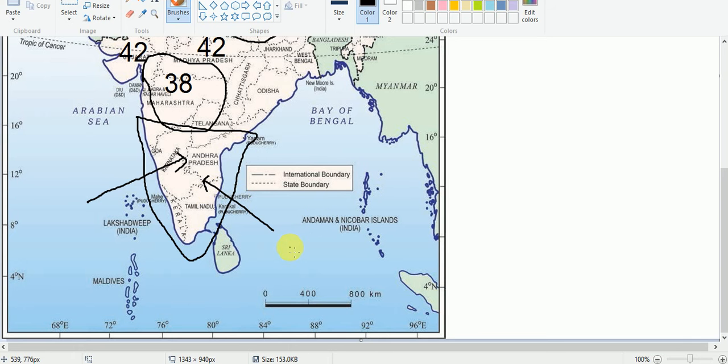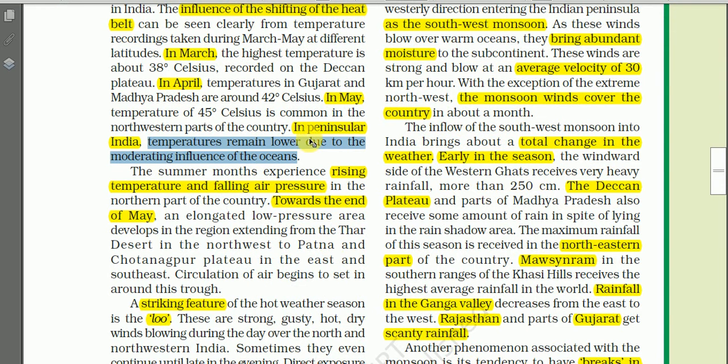You must know that ocean water is cold in the summer and a cold wind is blowing towards the coast, whereas in the winter season ocean waters are warm, and warm wind is blowing towards the coast. That is why ocean waters affect the temperature of the coastal areas. And because of this moderating influence of the ocean, in peninsular India temperature remains lower.